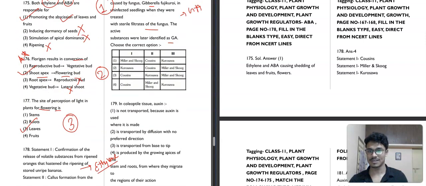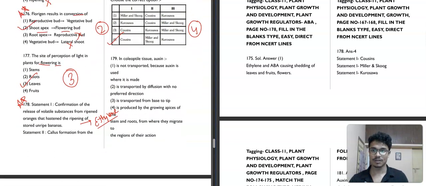Now it is asking for scientists. So who discovered ethylene? It is Cousins. And who discovered cytokinin? You know that is Miller and Skoog. And who discovered gibberellic acid? That is Kurosawa. So the fourth option here will be the correct answer. All scientists are being covered in this question. Good question. Then question number 179.